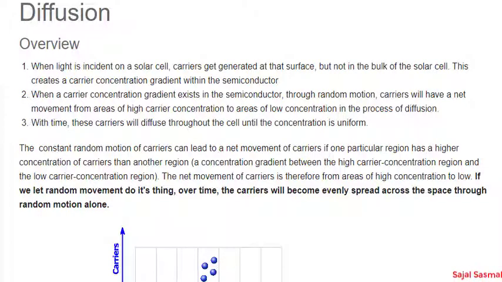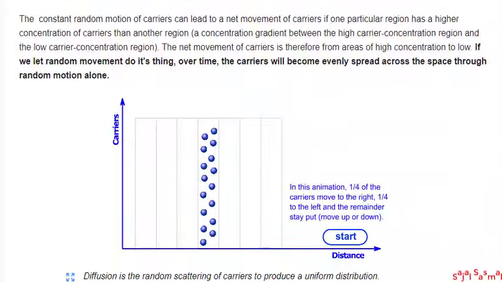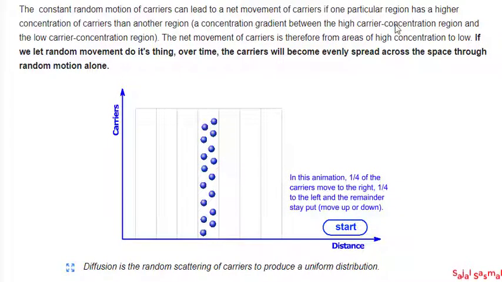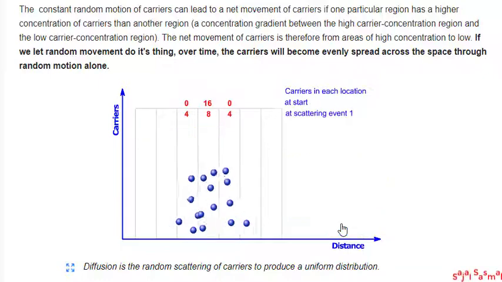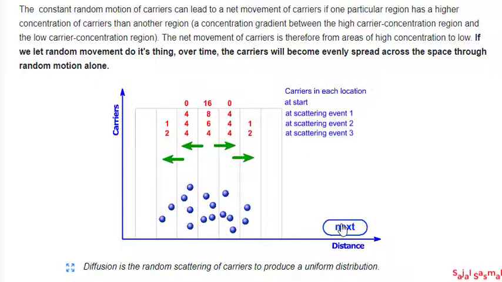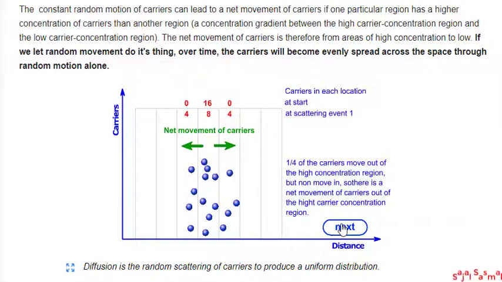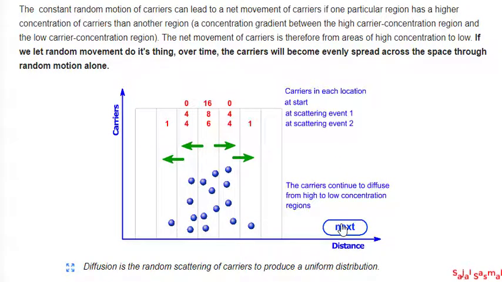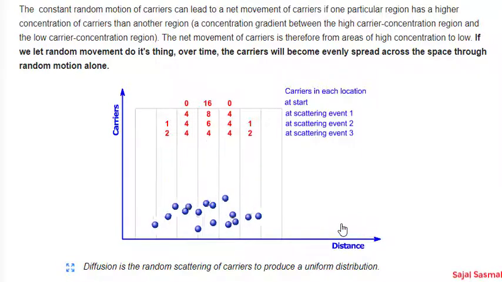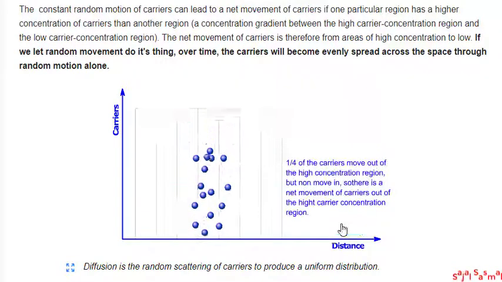Let's start. Diffusion. When light is incident on a solar cell, carriers get generated at that surface, but not in the bulk of the solar cell. This creates a carrier concentration gradient within the semiconductor. When a carrier concentration gradient exists in the semiconductor, through random motion, carriers will have a net movement from areas of high carrier concentration to areas of low concentration in the process of diffusion. With time, these carriers will diffuse throughout the cell until the concentration is uniform.